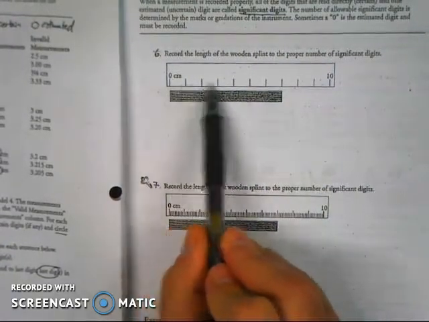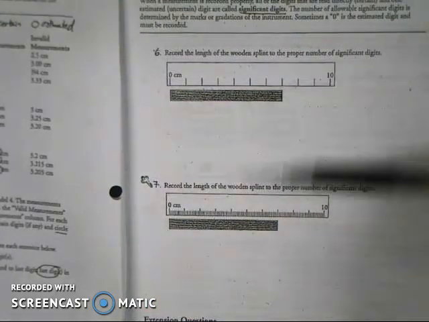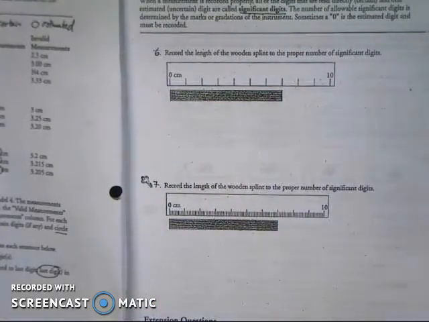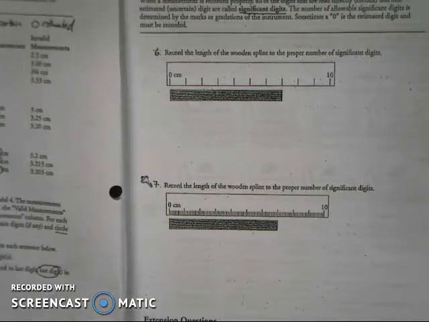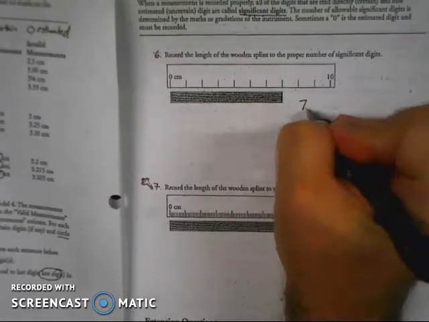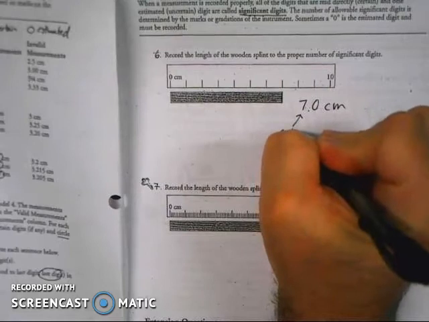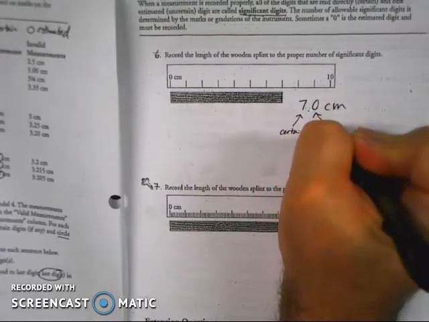So the certain digit in here should be what? Go ahead and do 6, 7, and 8. You can pause the video and we'll come back and answer this. Welcome back. Record the length of the wooden splint to the proper number of significant digits. You should have 7.0 centimeters. This is the certain digit, and the 0 is estimated.